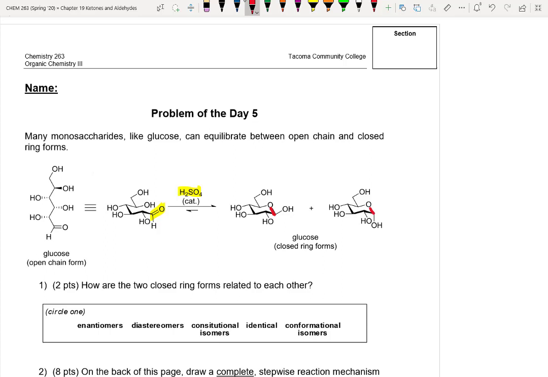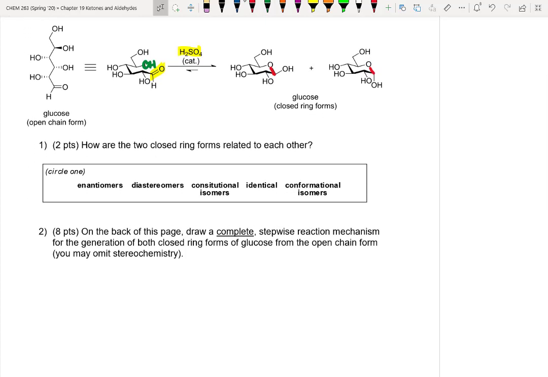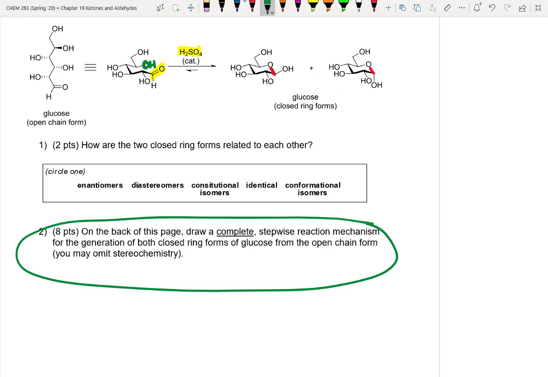So it looks to me like the oxygen of this alcohol is adding into that aldehyde and forming a new bond. So what I want you to do is draw a complete stepwise mechanism for this reaction. And if you want, just start with this type of drawing as your starting material rather than this. It makes it a lot easier to draw all of your intermediates.